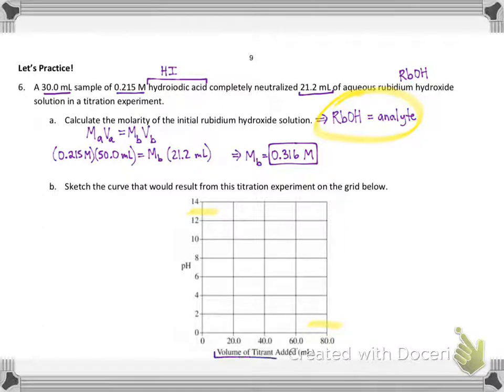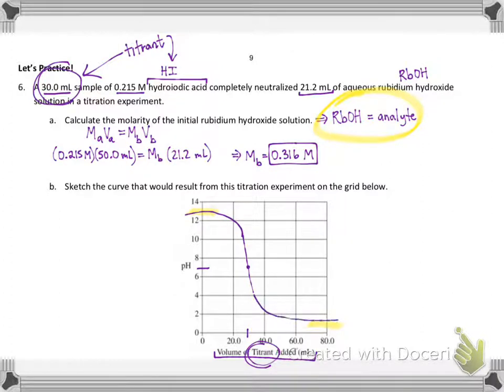But wait, the question is, where the heck is the equivalence point? Well, I'm looking for the volume of the titrant. The titrant is the thing whose concentration I know, and that is the hydroiodic acid. So my equivalence point must occur when I've added exactly 30 mils of my titrant, because that's how much they said it would take to exactly neutralize. So I find my point, pH of 7 and my volume of 30, and then here's the trick. That's got to be the steepest part, and then it just has to flatten out at the top.